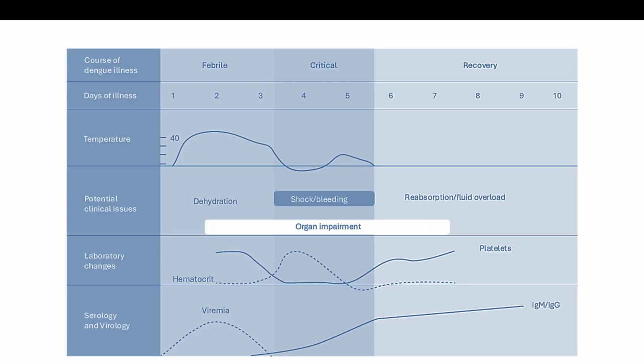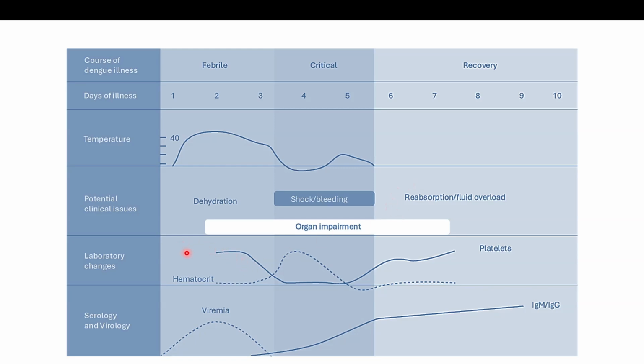So again, we'll discuss the days of illness. The temperature rises and comes to normal around day 5. From day 6, there won't be any fever spike. There will be dehydration in the first 3 days, which can then lead to shock and bleeding on day 4 to 5. Then the fluid will get reabsorbed and may lead to fluid overload in the recovery phase.